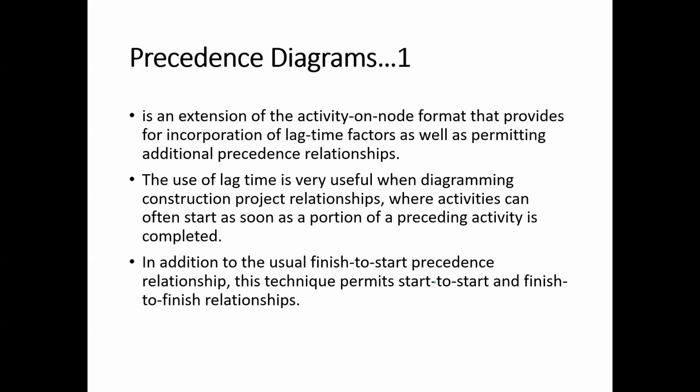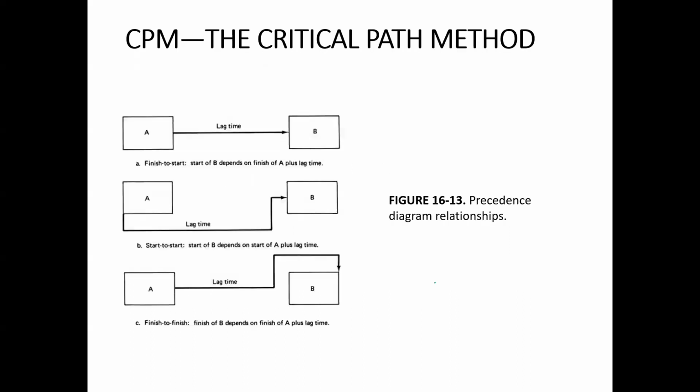So lag relationships can also be represented in a diagram, and we call this type of diagram the precedence diagram method. The basic principles for the calculations remain the same, but with the additional features in the form of the lags or in the form of the different types of relationships. So we can represent the lag times as 3 types of relationships.